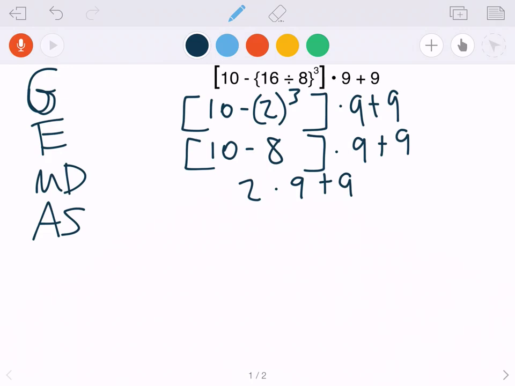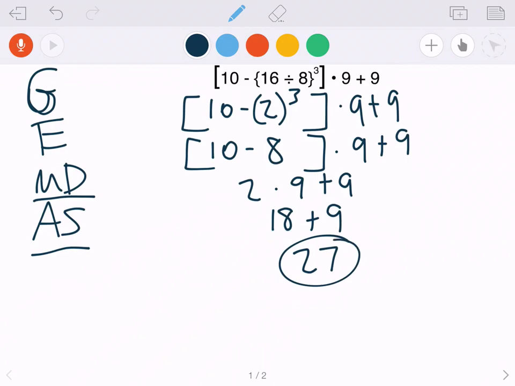So now we have a multiplication problem and we also have an addition problem. So if we're looking at our order of operations, we know that multiplication and division should come before addition and subtraction. So 2 times 9 is 18, and 18 plus 9 is 27. Your final answer for this problem should be 27.